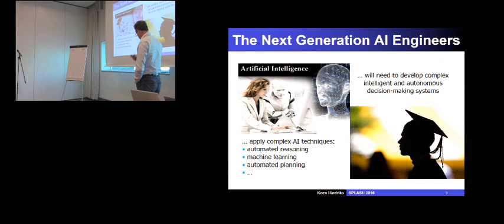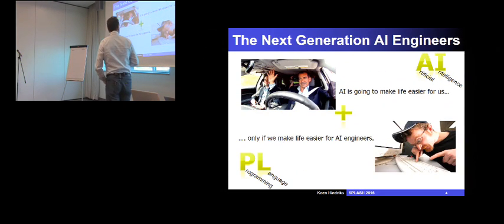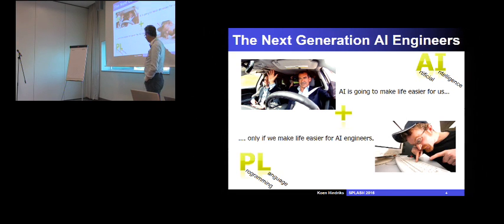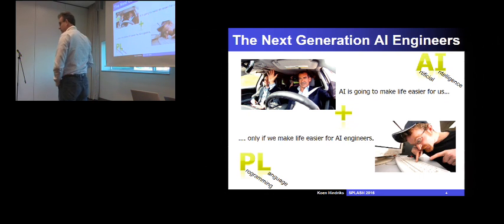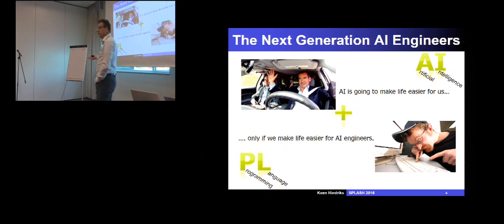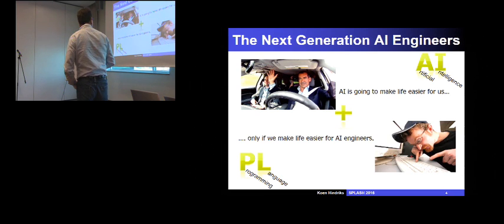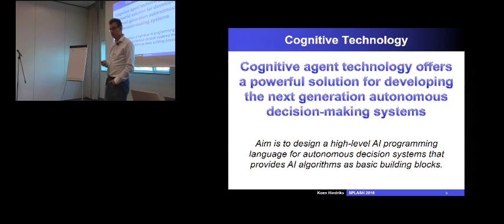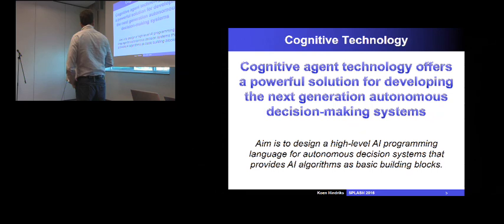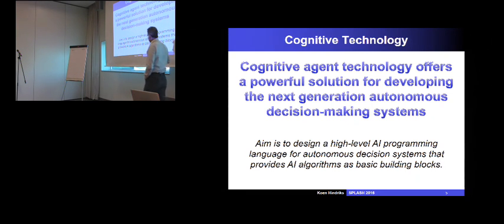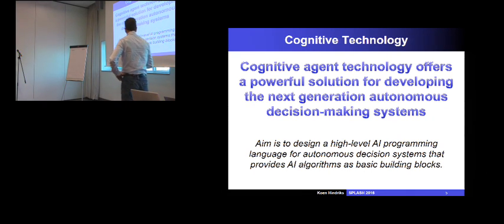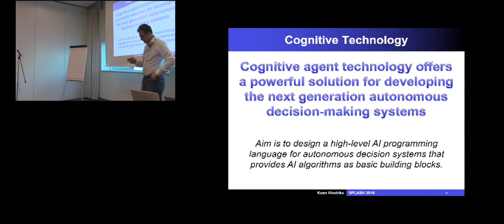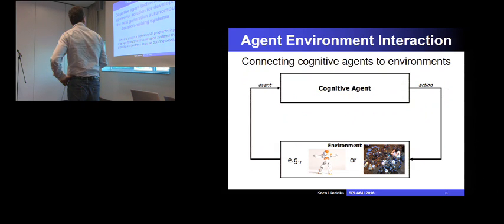Now, I think there's a whole story to tell there about those developers. But in any case, if we are going to have AI systems, complex systems, we need to make the life of our AI engineers a little bit easier than is the case right now. You can debate about the routes, obviously. I take a programming language perspective as one option that we should definitely try. And then the next thing that I start from is the cognitive technology that Jean-Gilles also was talking about. Well, we all have been talking about. And then the aim is to design a high-level AI programming language that actually allows us to make these autonomous decision systems. So we directly start at a different level where particular AI algorithms can act as building blocks in that language. So that's quite an ambition, but something that we've been working on.